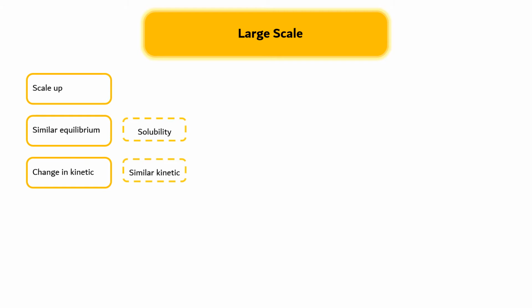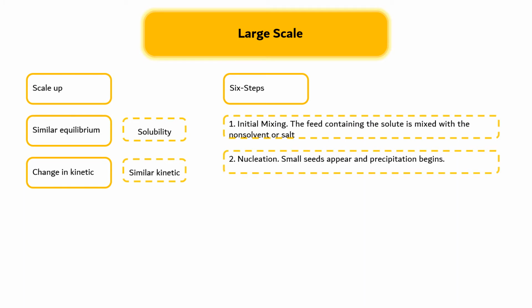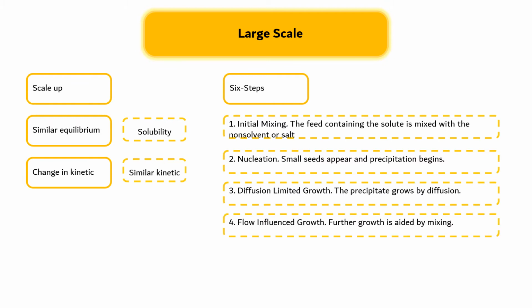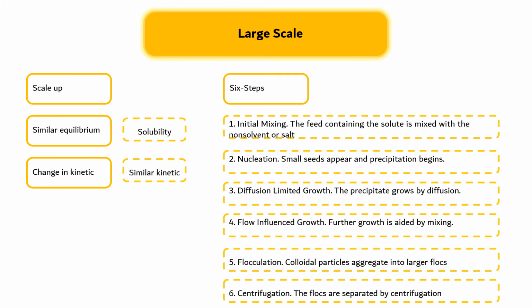To see this, we idealize precipitation as a six-step mechanism. First, initial mixing. The feed containing the solute is mixed with a non-solvent or salt. Second, nucleation. Small seeds appear and precipitation begins. Third, diffusion-limited growth. The precipitate grows by diffusion. Fourth, flow-influenced growth. Further growth is aided by mixing. Fifth, flocculation. Colloidal particles segregate into larger flocks. And sixth, centrifugation. The flocks can be separated by centrifugation.